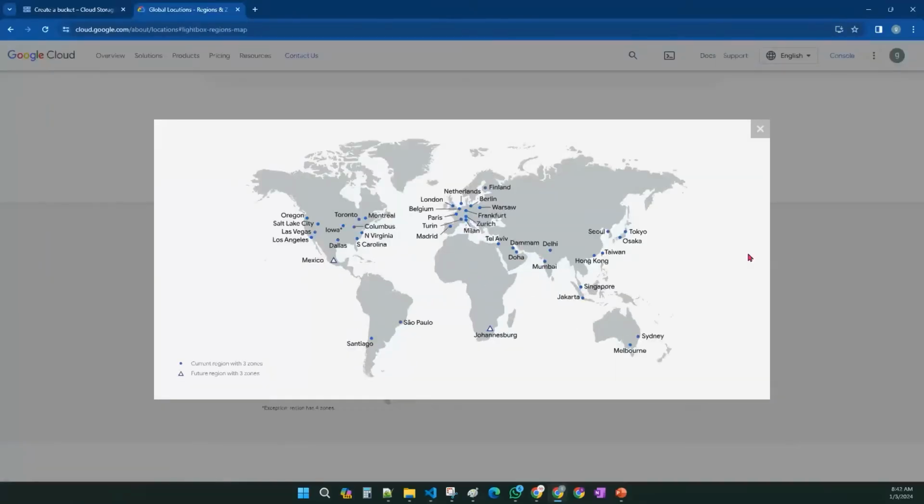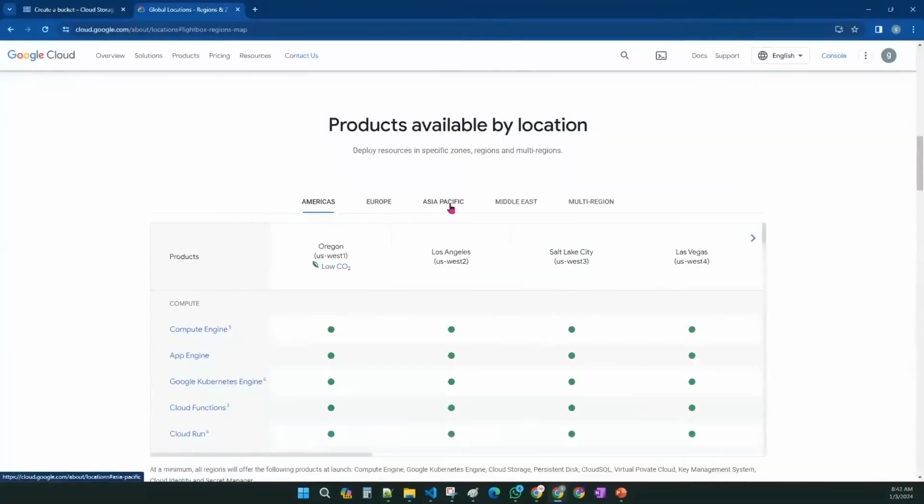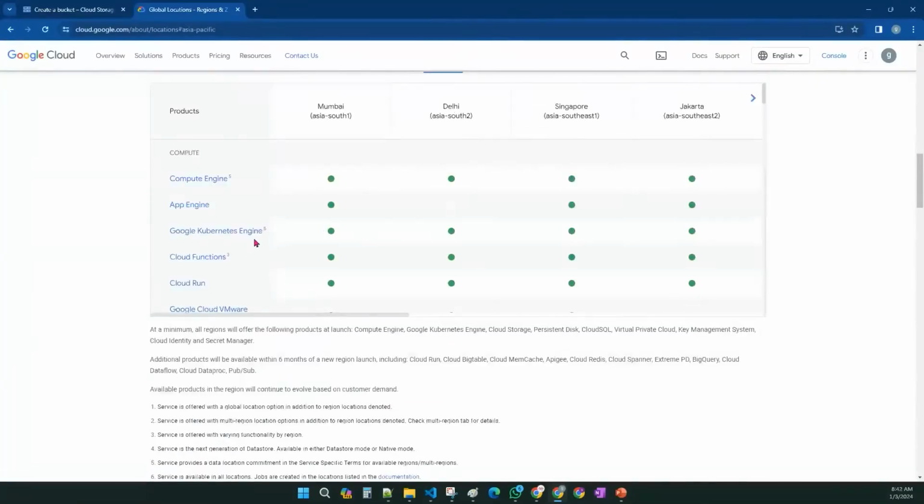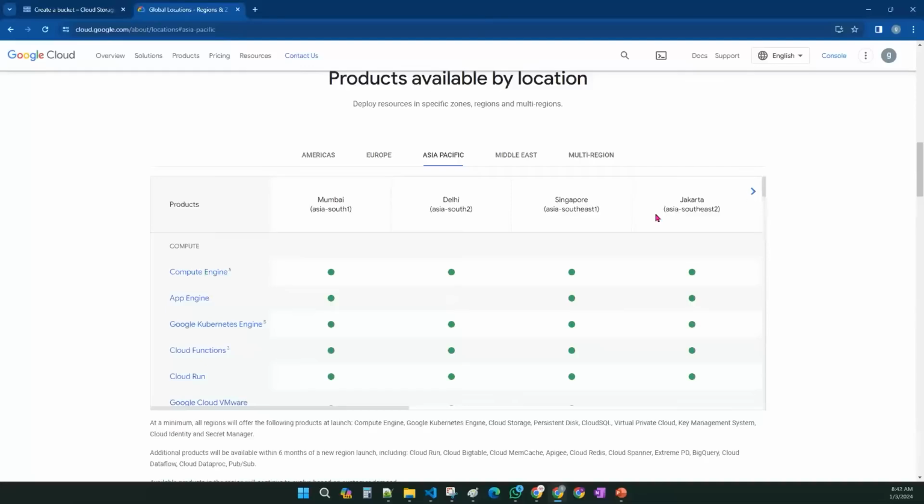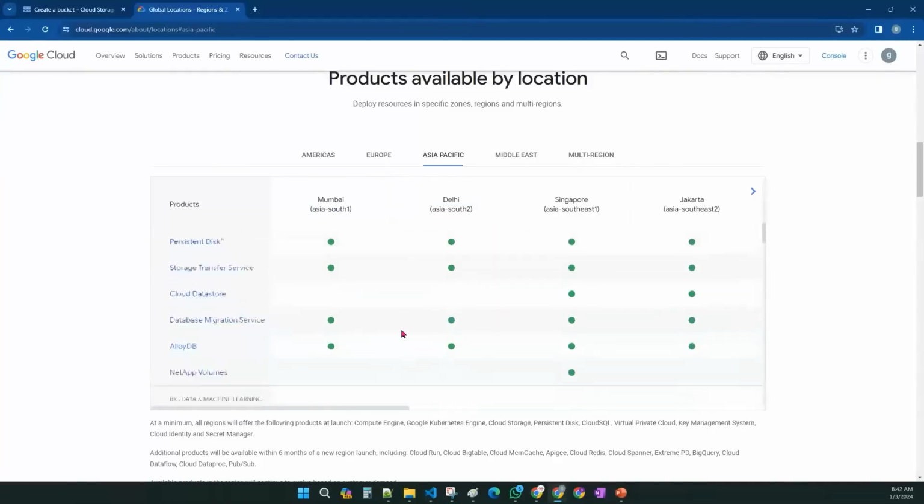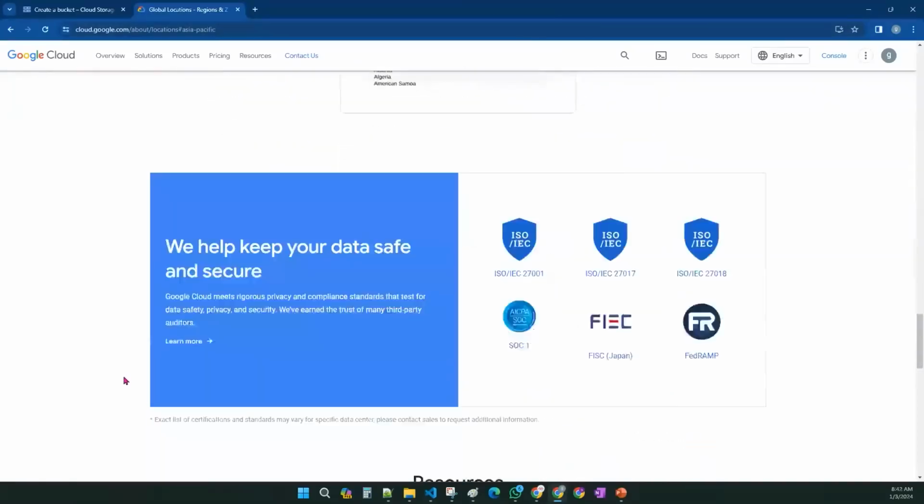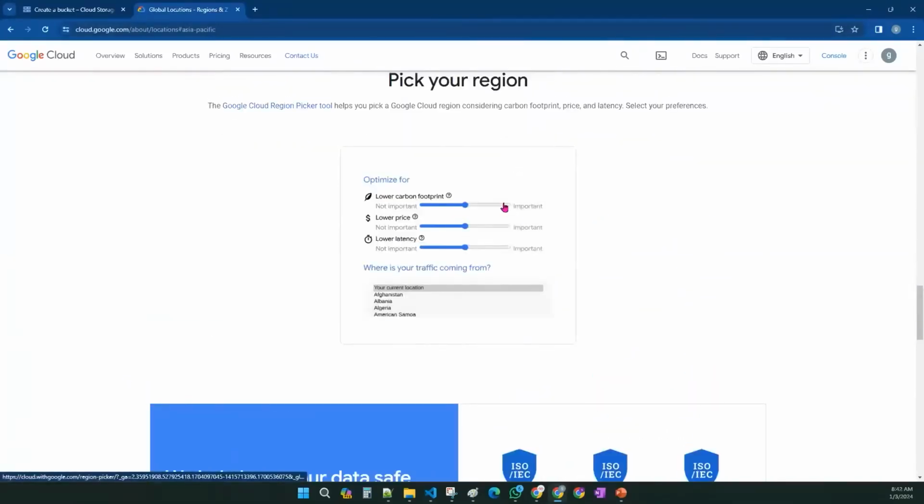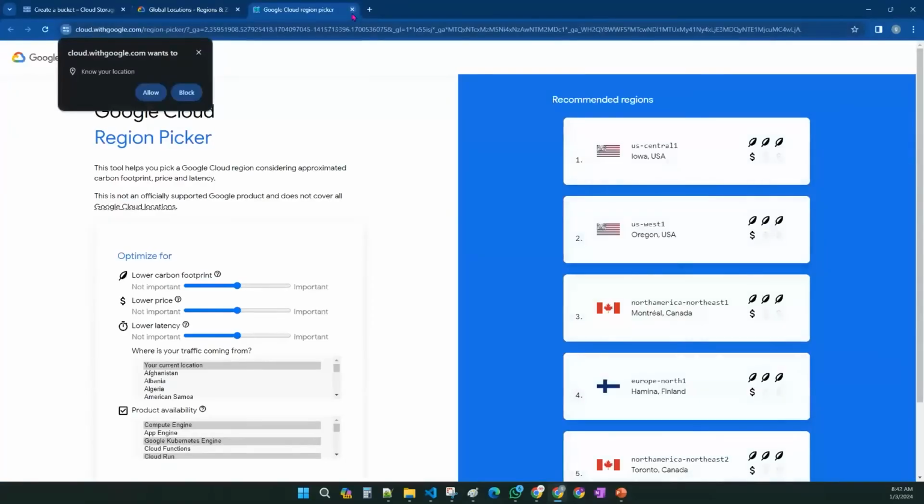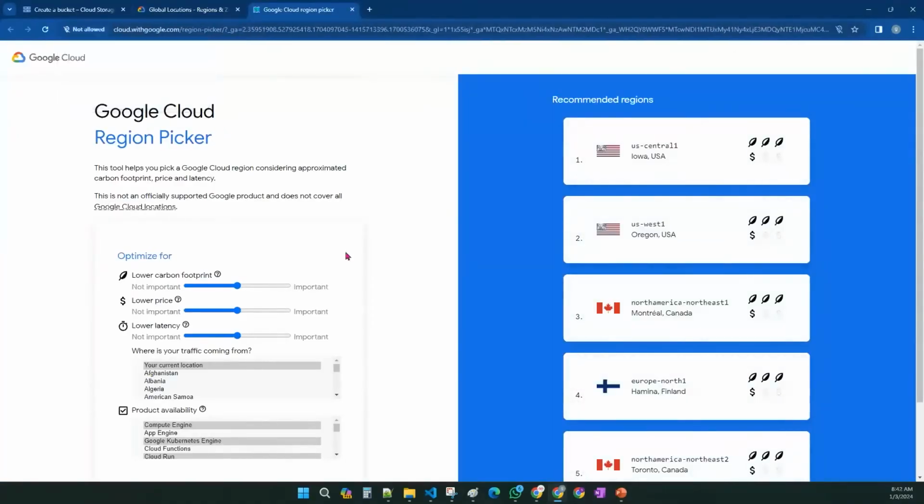You can also go here. This is the updated picture. I have taken it from here. For Asia Pacific, you have this one, and you'll be able to see the resource availability here, and here Mumbai and Delhi. Asia South 1, Asia South 2. This is also very important for us. When you are deploying your application, you want to deploy it with a low carbon footprint, lower price and lower latency.